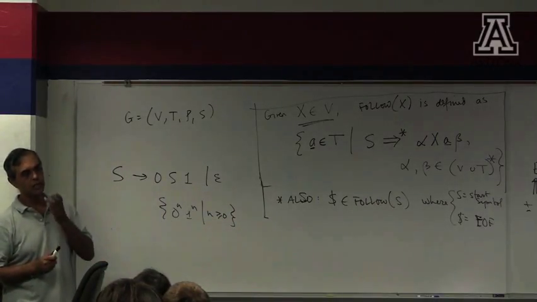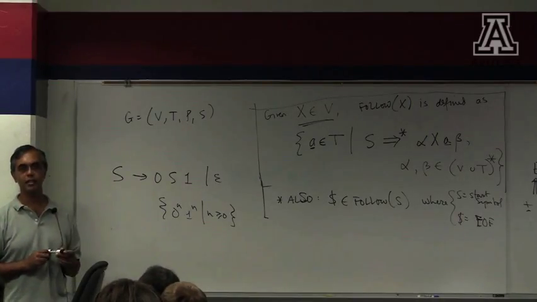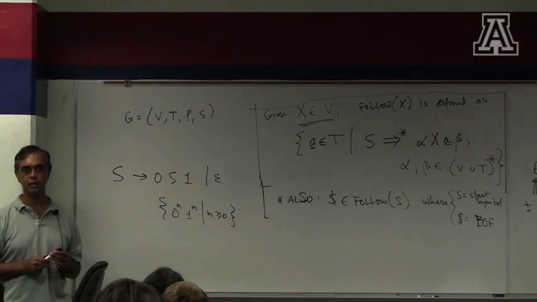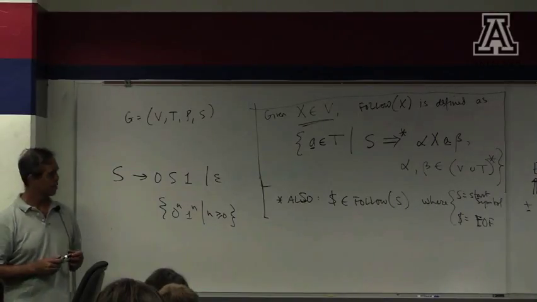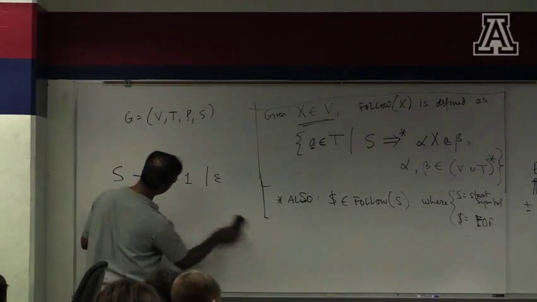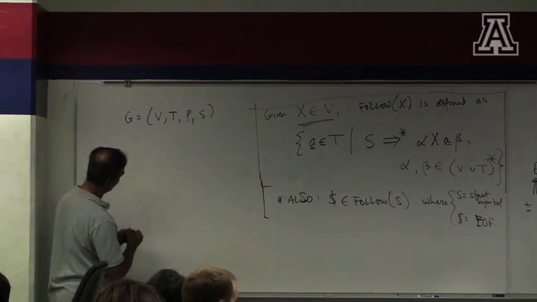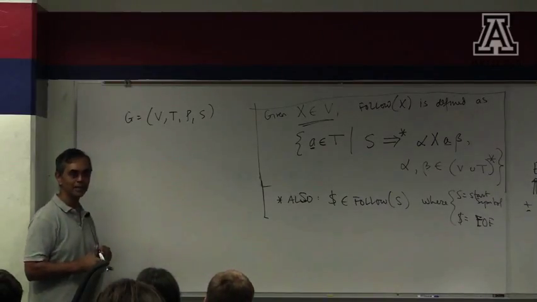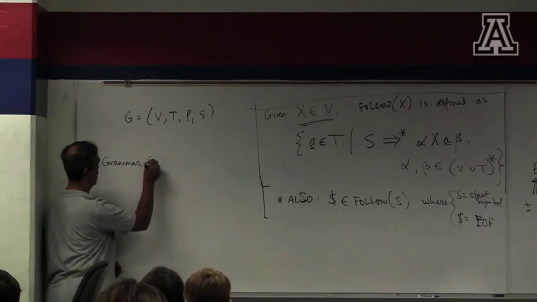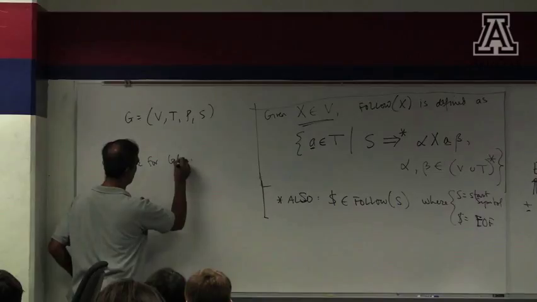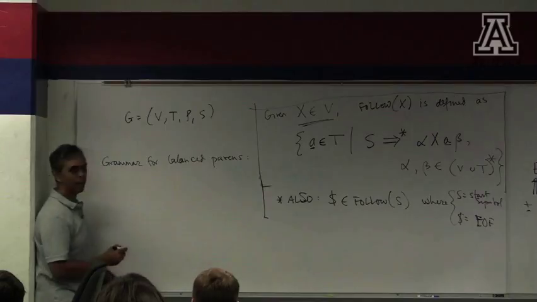Suppose I want the language of all strings that have an equal number of zeros and ones. How would I do that? What's the grammar look like? Well, let's go with something a little simpler than equal number of zeros and ones. I'd have to think about that. But let's do something like all balanced parentheses. So here's what a grammar for balanced parens looks like.